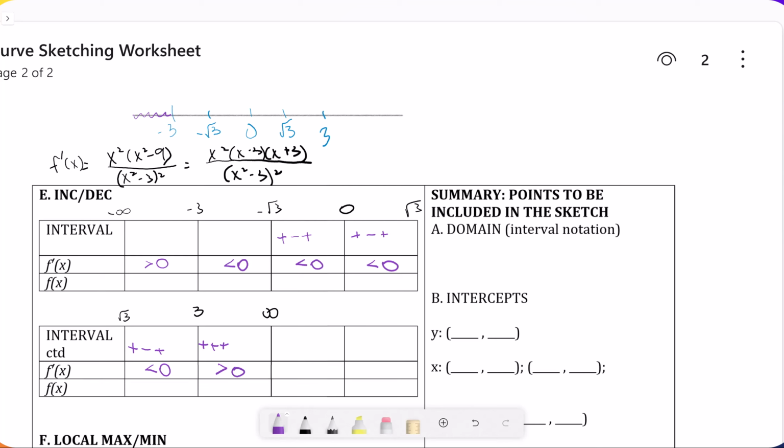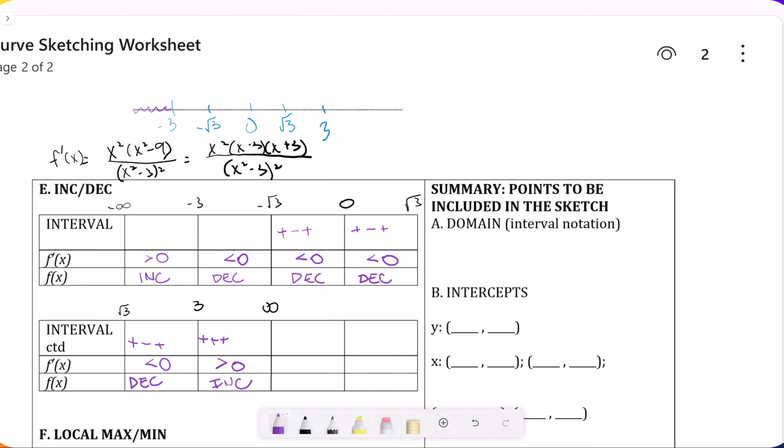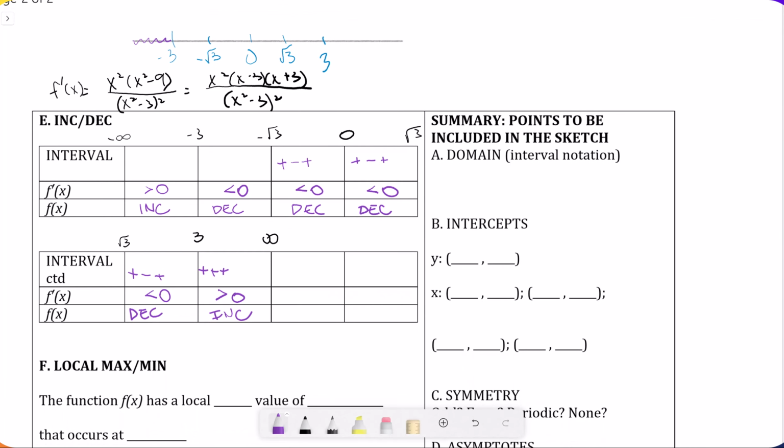Alrighty, so positive is the same as bigger than 0. That's indicating we have increase, right? So that means the function itself is increasing. The derivative is negative in the next interval. That means we have a decrease, right? Decrease. Why? Because we learned that if your derivative is negative, you're decreasing. Decrease. And finally increase. Alrighty, so that's what we have in terms of increasing and decreasing.